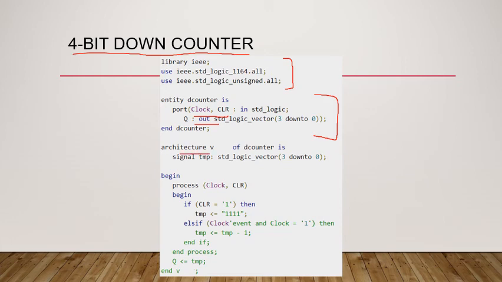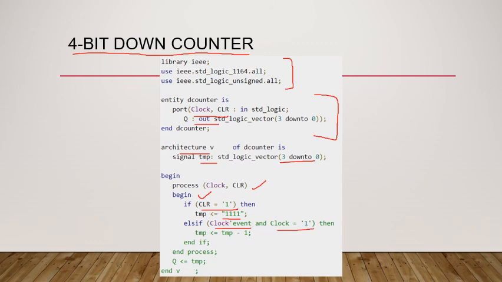In the architecture, again, the signal TMP is declared, which is a vector of 4 bits. We take process, we begin the process. Now, if we clear, in this particular case, that means it should reach the initial state. And in a 4-bit down counter, the initial state is 1111 because it will count in the reverse direction. So we set it as 1111. Then else if clock event is there, that means the clock is activated.